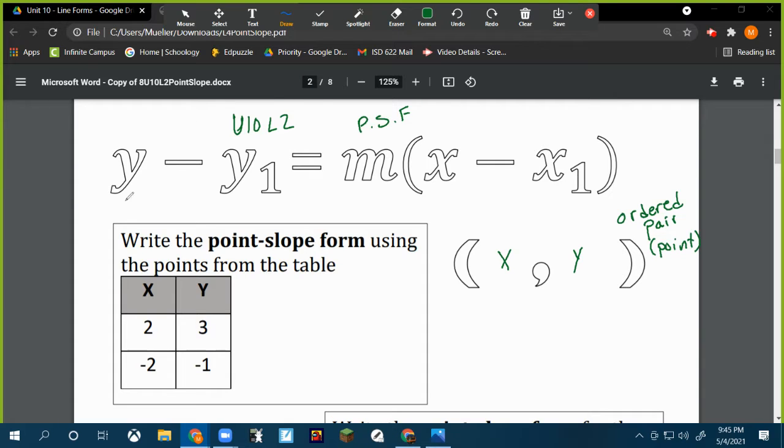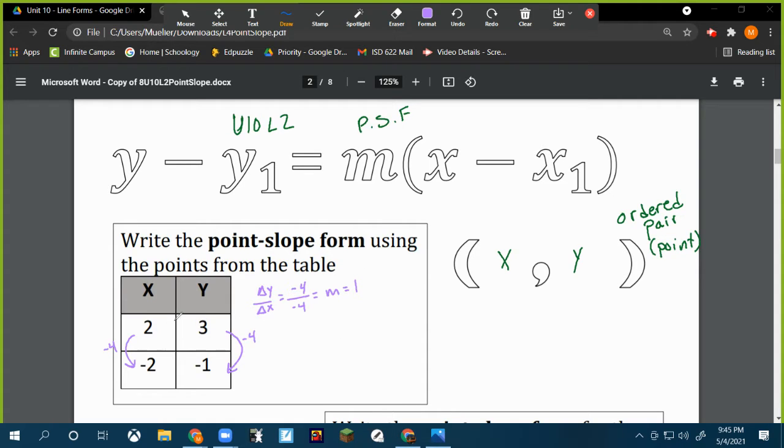Let's look at this first problem. Write in point slope form using the points from the table. Since we're using the points from a table, we need to find our slope, our change in y over our change in x. 3 to negative 1 is minus 4. 2 to negative 2 is also minus 4, which if I simplify that down, our slope equals 1.